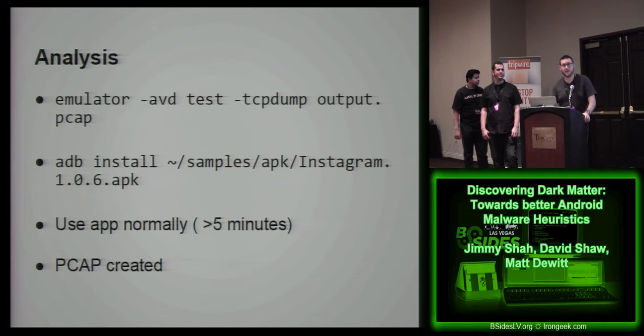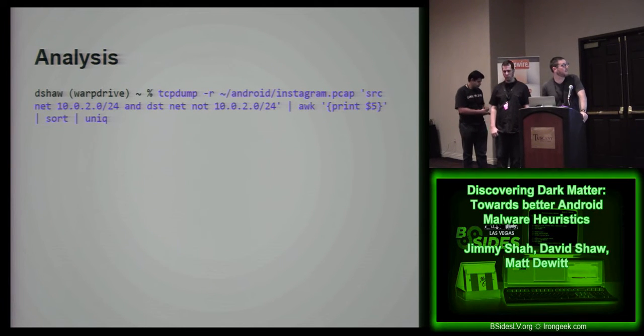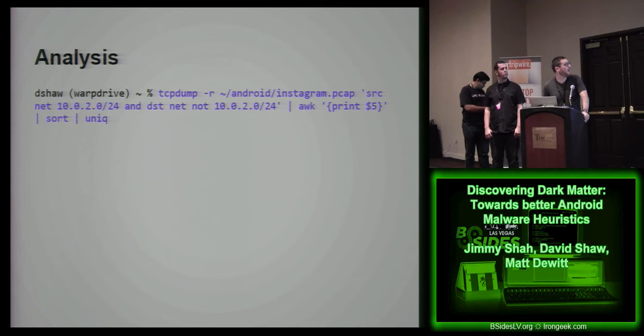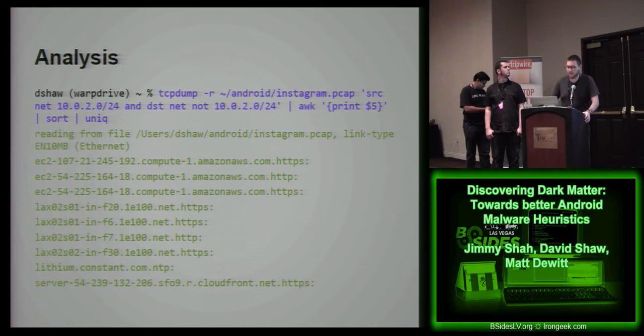Once the PCAP is created, you can use a more standard set of tools, like for example tcpdump. Here you can see that we're running tcpdump and reading from the file that we just created. We're saying that the source is the Android device and the destination is not the Android device. In other words, what host is it connecting to? And using awk and then sort unique, we want a list of unique combinations of remote hosts and remote protocols in the time that we analyzed this. So we came out with a couple of EC2 servers, a couple of Google servers, a random NTP server, I don't know why that was there, and a CloudFront load balancer.